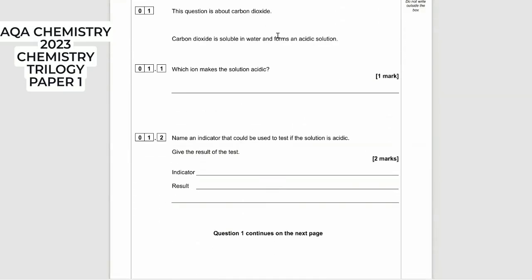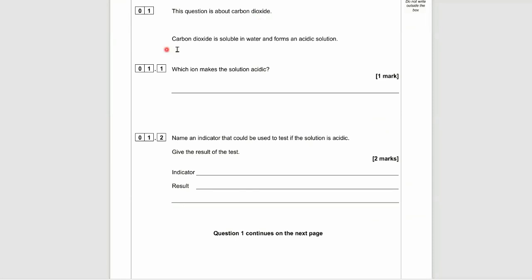This is the AQA Chemistry 2023 Trilogy, that's Combined Science, Paper 1. This question's about carbon dioxide. Carbon dioxide is soluble in water, so it forms an acidic solution. What ion does that? Well, that's the H plus ion.